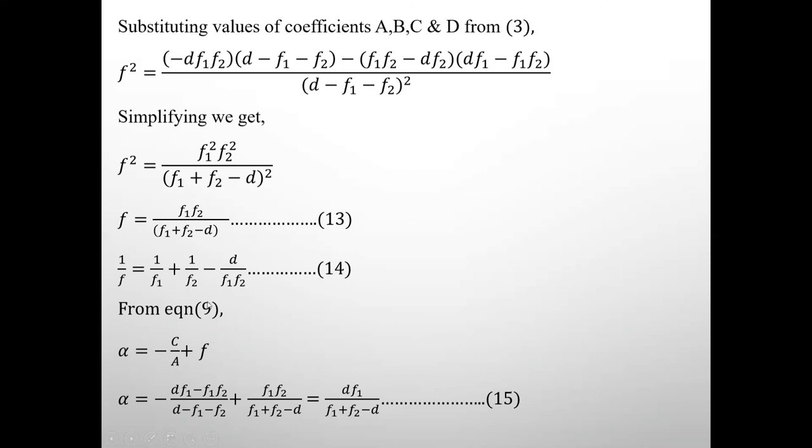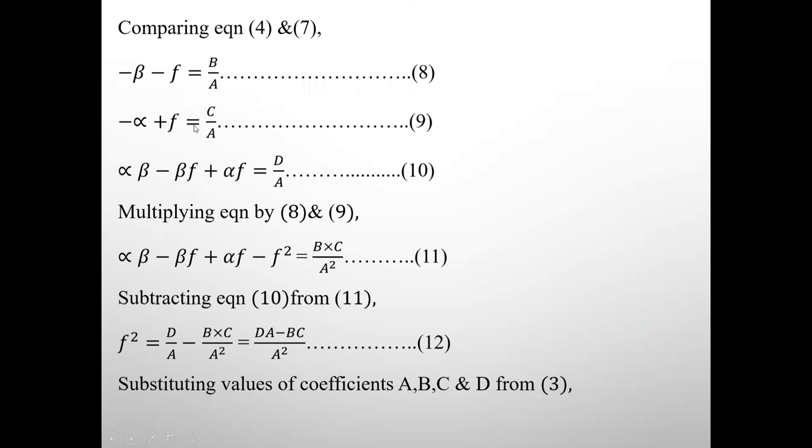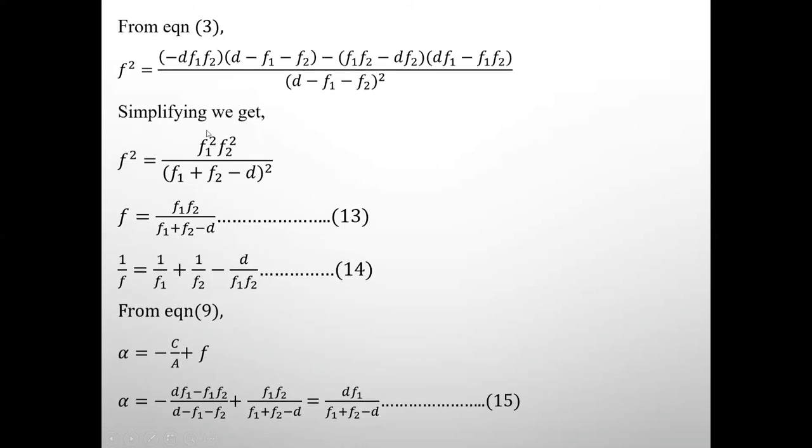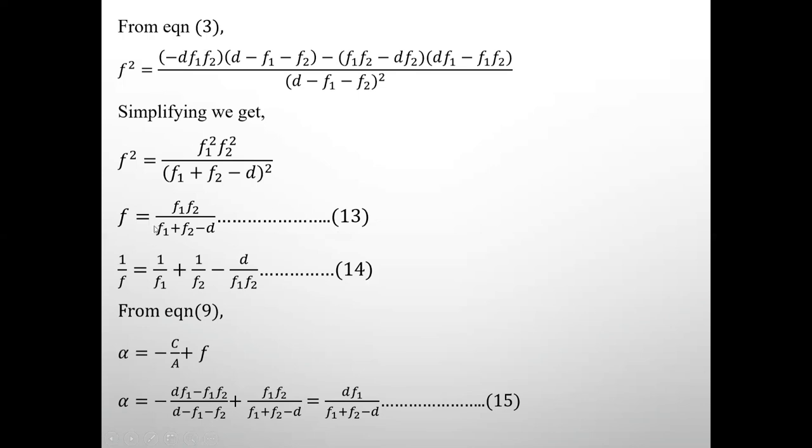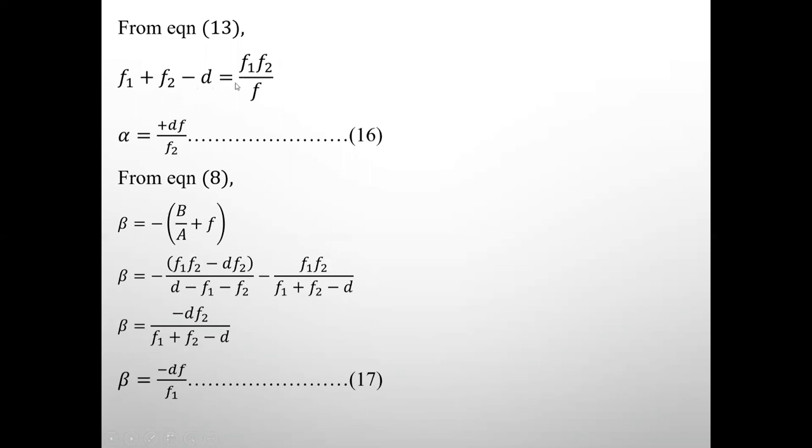From equation 9, minus alpha plus F is equal to C upon A. From this equation 9, alpha is equal to minus C upon A plus F. Putting the values of the coefficients, alpha is equal to minus DF1 minus F1F2 upon D minus F1 minus F2, plus F1F2 upon F1 plus F2 minus D, which is equal to DF1 upon F1 plus F2 minus D, equation 15. From equation 13, we can write F1 plus F2 minus D is equal to F1F2 upon F. So alpha is equal to DF upon F2, equation 16.